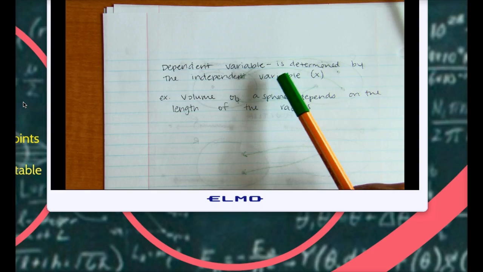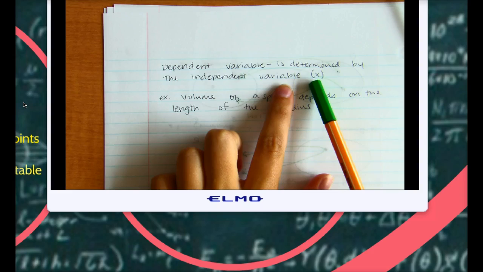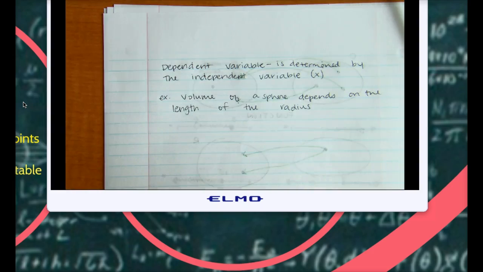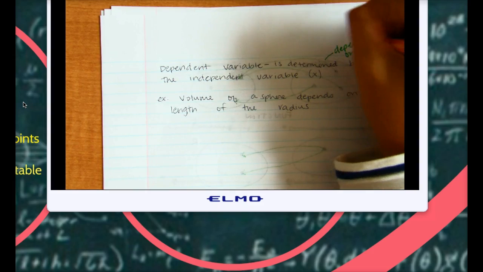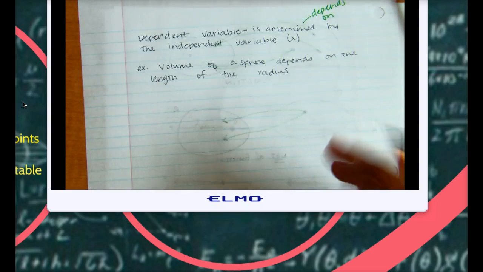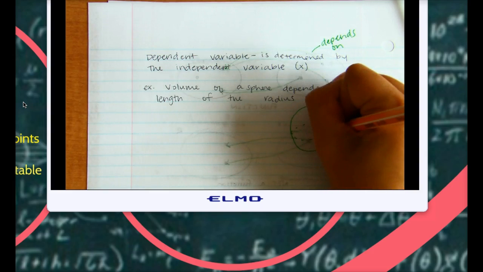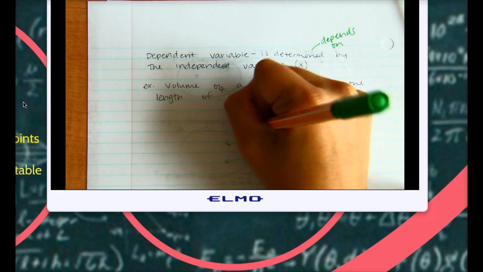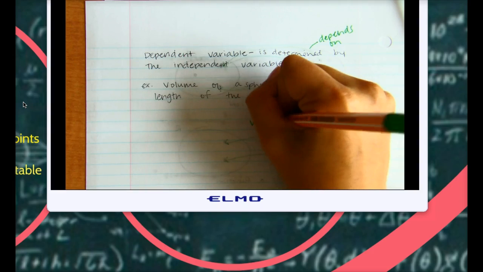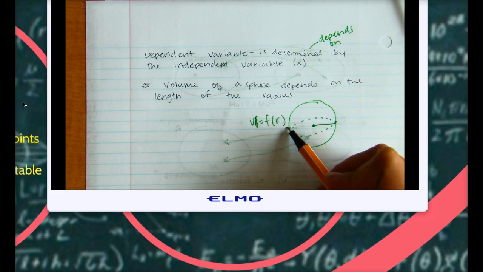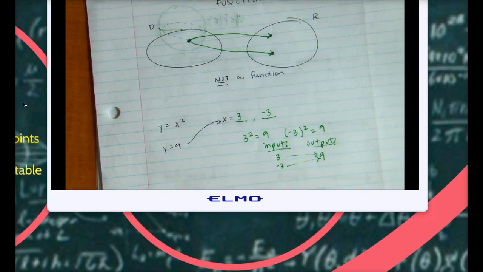A dependent variable is determined by the independent variable, and your independent variable is always going to be your x value, or your x units. So the dependent variable really depends on your independent variable. For example, in a real world scenario, if I've got a sphere, a 3D circle, the volume of that sphere, the space inside it, is a function of the radius. So it depends on how long my radius is. If I've got a really large radius, then my volume is going to increase. If I've got a very small radius, my volume will decrease. So volume is a function of the length of my radius. So looking at those two real world examples.